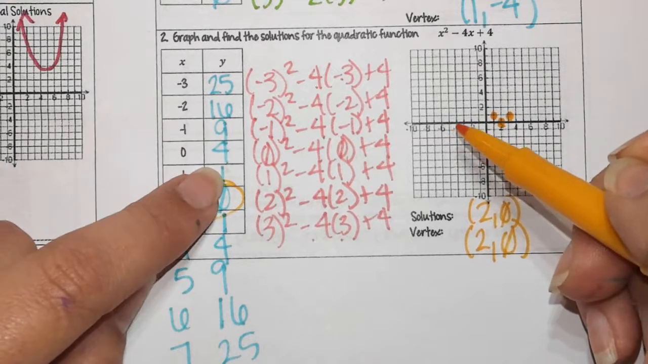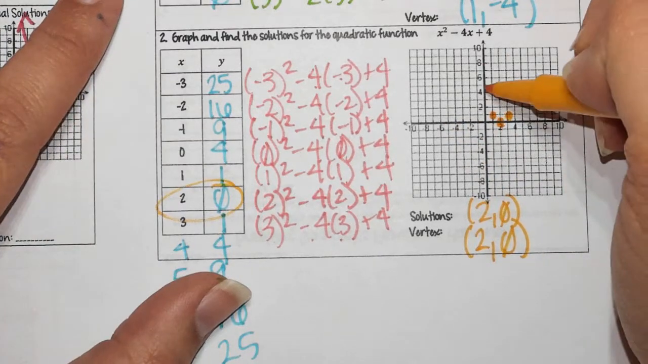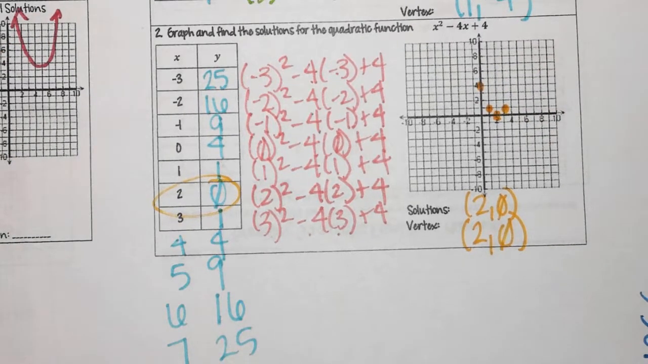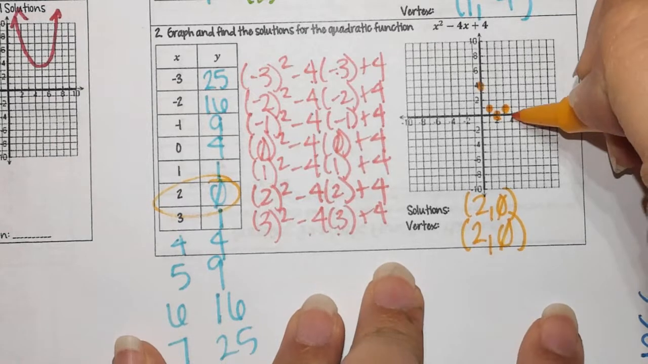Alright, now plot 0, 4. What would the matching coordinate be? 4, 4. Take a point.